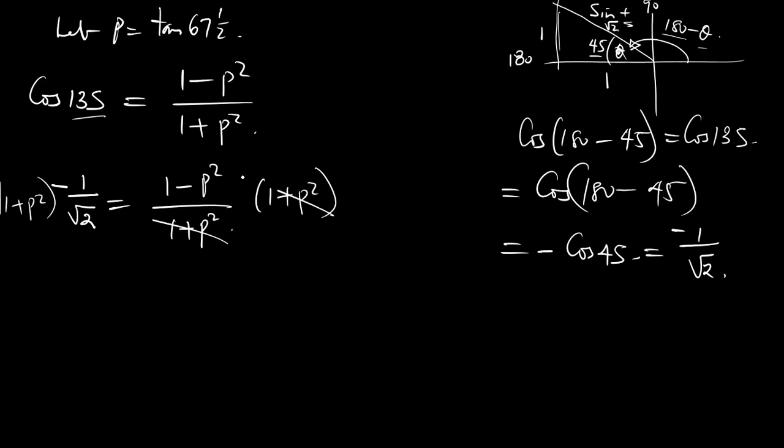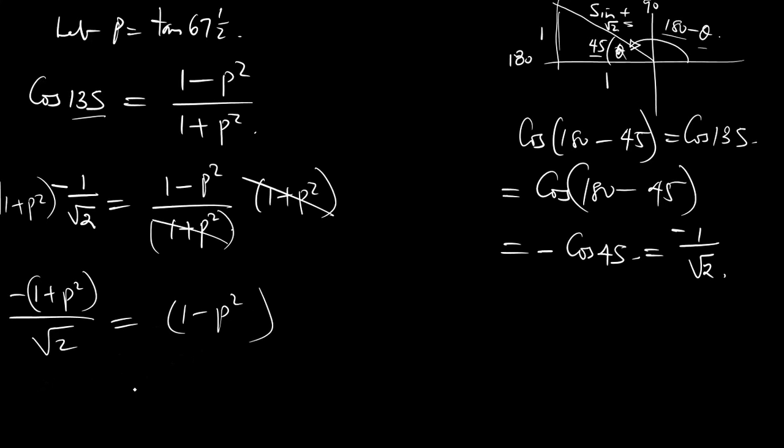Now this will cancel out this. I'm left with there. Okay. We're now left with 1 plus p square over the square root of 2 equal to 1 minus p square. So multiplying both sides by square root of 2, which I would have done here.